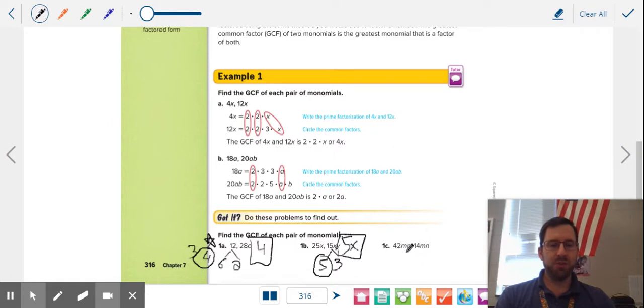Now over here, we have 14. Can 14 go into 42? And thankfully it can. 14 times 3 is 42. Do they both have an m? Yes. Do they both have an n? Yes. So here, the greatest common factor is 14mn.